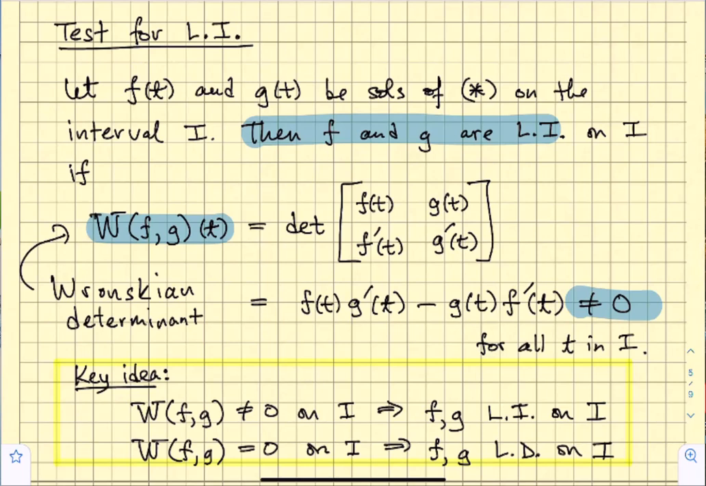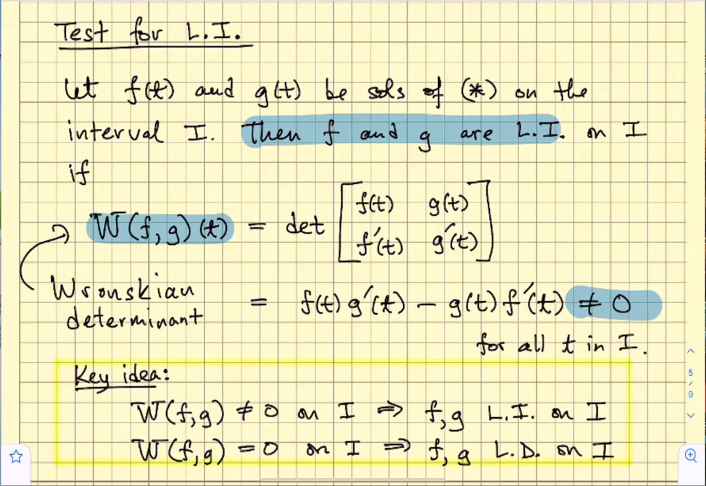So here, the test for linear independence goes as follows. Let f of t and g of t be solutions of our differential equation on an interval I. Then f and g are linearly independent on our interval I if the Wronskian determinant, also known as the Wronskian, so the Wronskian of f and g, which is a function of t, is defined to be the determinant of this little 2 by 2 matrix where you put f, g in the first row, f prime, g prime in the second row.